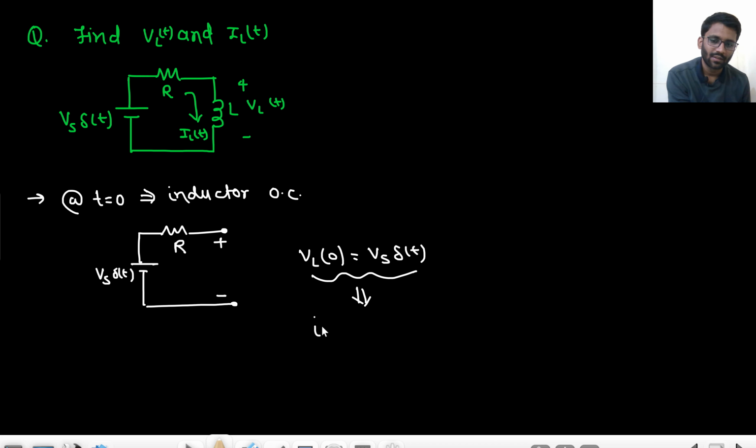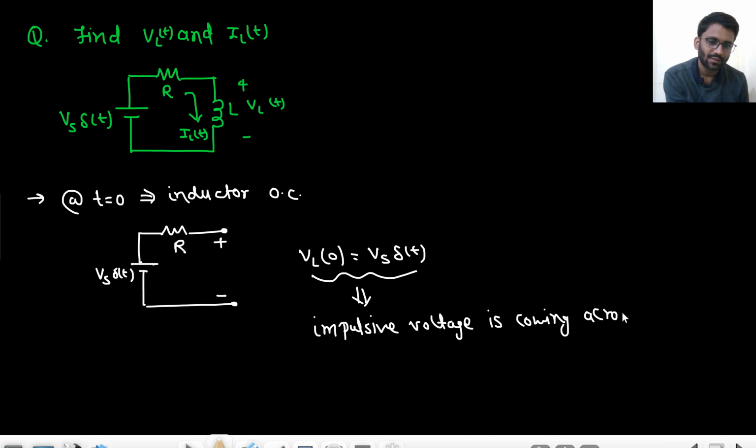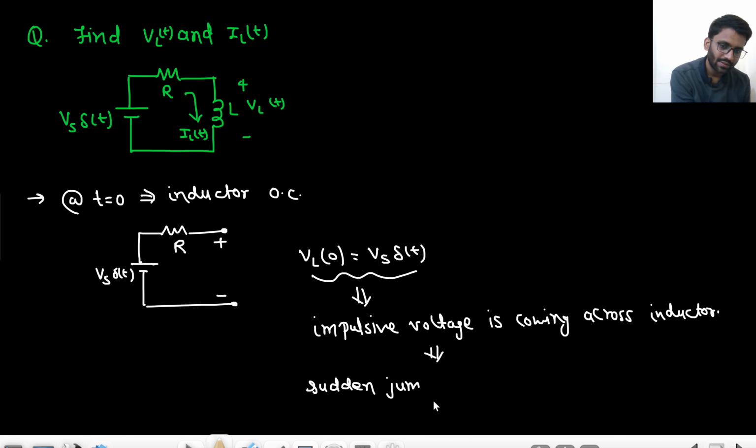What is happening? Impulsive voltage is coming across the inductor, and because of this impulsive voltage, what will happen? A sudden jump in current will be there. Current will be there, right?